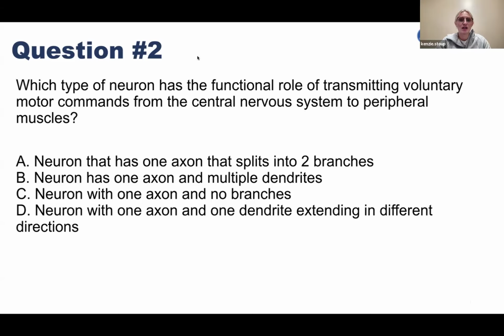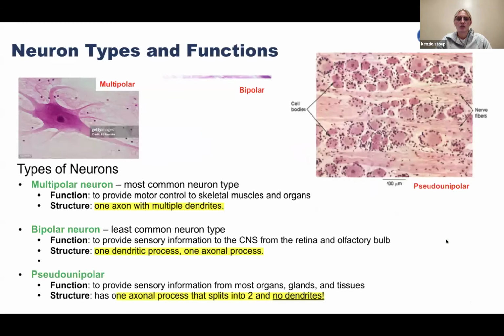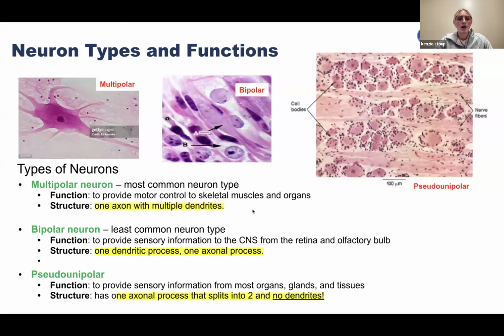All right, so we kind of have a spread here. So we're going to talk about all of them. And the correct answer is going to be B, a neuron that has one axon and multiple dendrites. Sorry, I think this image is a little bit blurry, but you can see here that that's going to be a multipolar neuron. And as Dylan said, multipolar does motor, so you have two M's. And we know that a multipolar neuron is going to have lots of dendrites coming off of its cell body and only one axon.